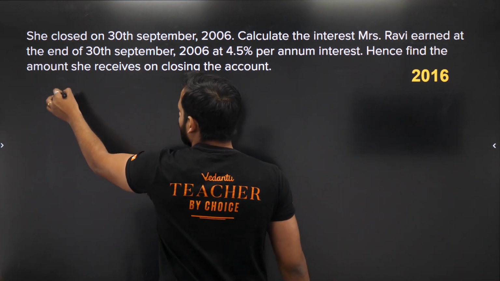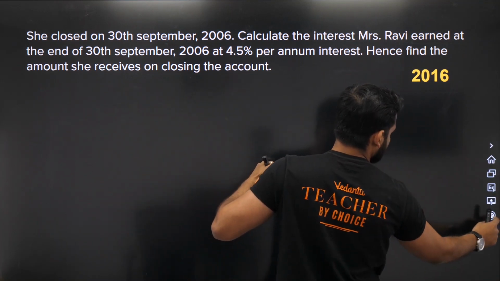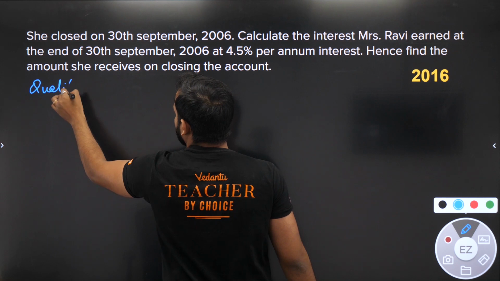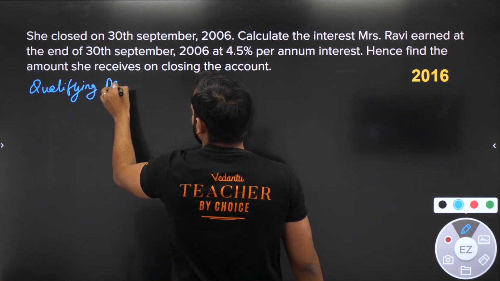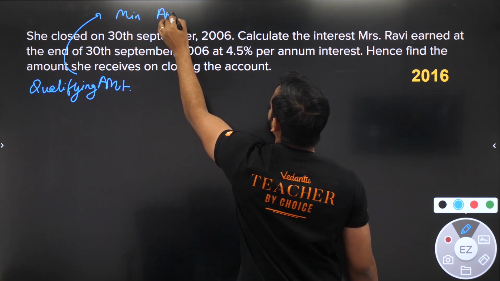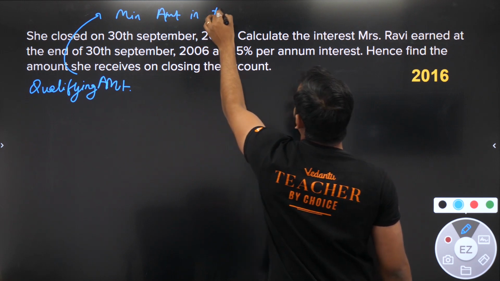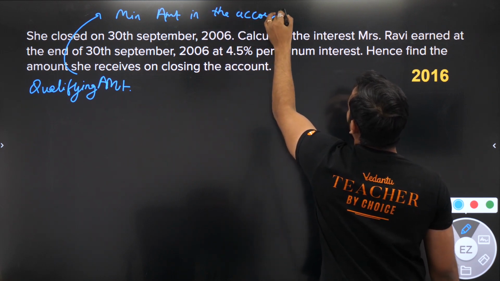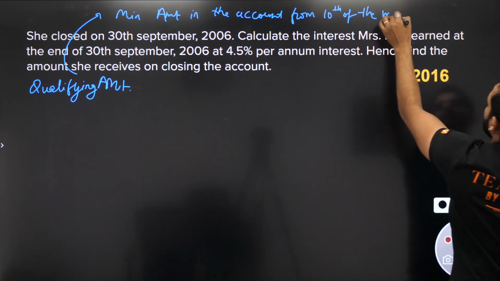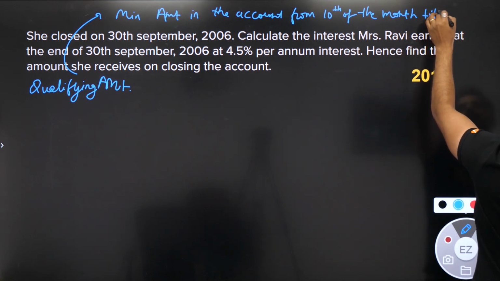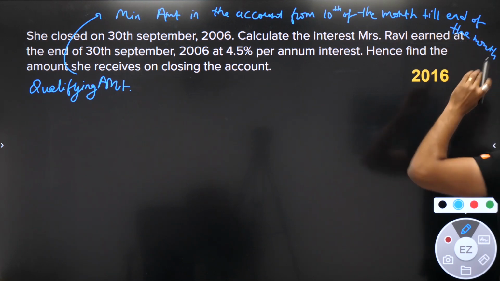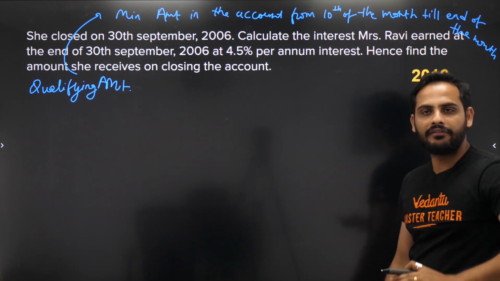So what is the qualifying amount? Qualifying amount, as I have told you, is the minimum amount in the account from 10th of the month till the end of the month. Right? So once you have got this qualifying amount, then everything is very easy.